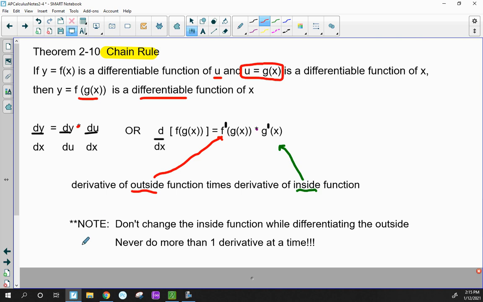And a quick note, very important, don't change the inside function while you're trying to find the derivative of the outside. Never change the inside function. This will stay exactly the same as the original problem while you're deriving the outside. Also, never do more than one derivative at a time. So, always derive the outside function, copy the inside function down, multiply that then by the inside function's derivative.